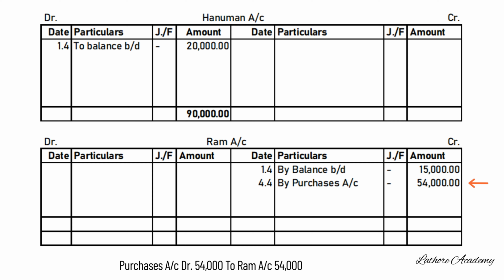However, trade discount should not be considered in the books of accounts. Hence, the net value we have to consider for 60,000 at 10% trade discount, the discount will be 6,000 rupees. The net value will be 54,000. So the journal entry will be purchase account debited to Ram account. Accordingly, we have to post it on the credit side of the Ram account by purchase account 54,000 rupees.